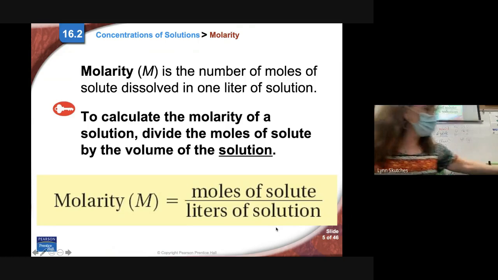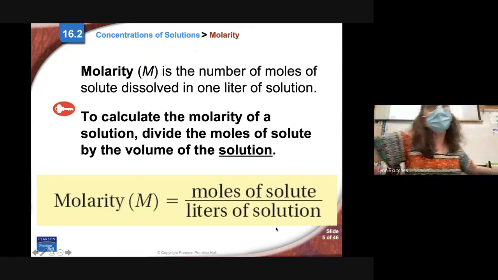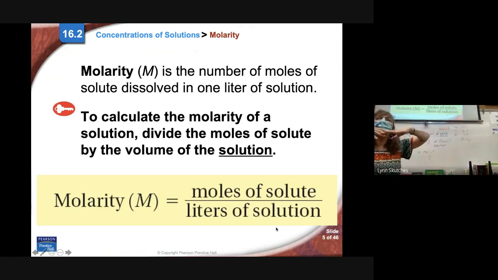So it's not 1 liter of solvent, it's the total volume. Like when you're making, well, I'll go back to my hummingbird feeder food. I put a pot on the stove, I boil the water, and then I put in the sugar.